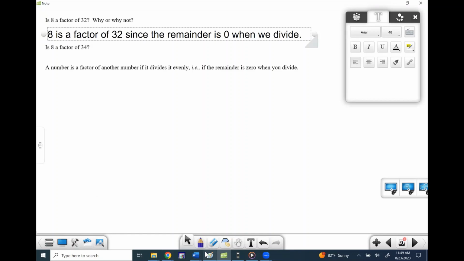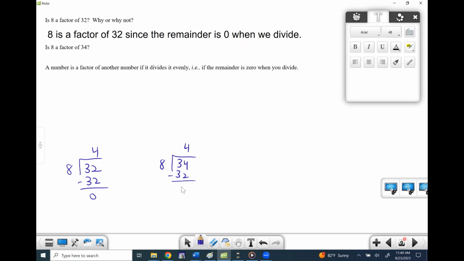Okay, so if you took 32 and you were like, hey, let me divide that by 8, you'd say it goes in 4 times. So yes, it's a factor. The next one says, is 8 a factor of 34? Well, if we tried that same division, it'd be 4, but this time we'd end up with a remainder. So we're going to go ahead and say it's not a factor, since the remainder is not 0, right?